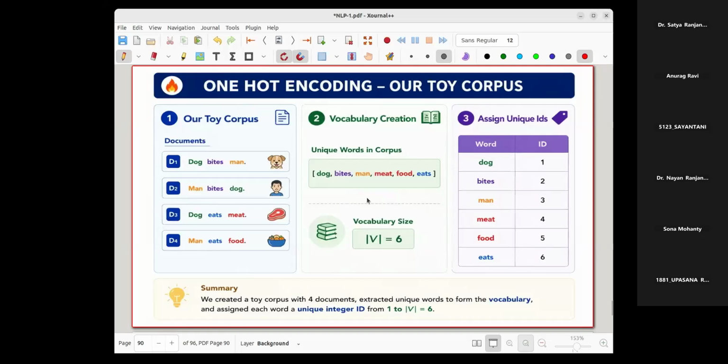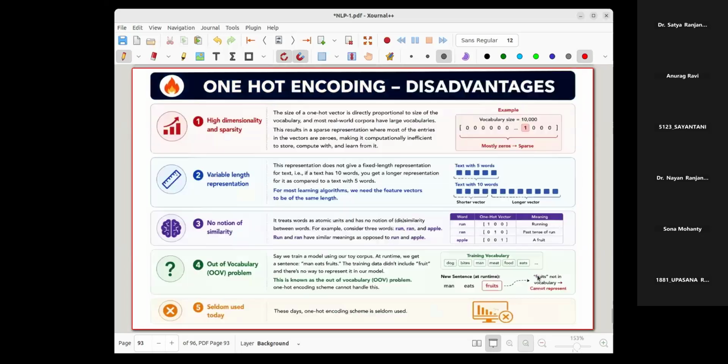Now if you get a new sentence, let's say "man eats apple." Man is there, so I can get its representation. Eats is there, so I can get its representation. But apple is not there in the vocabulary. As it is not there and you cannot find its id, we cannot convert it into a numerical representation in this one hot method. So it is called out of vocabulary. If you get such a word, there is no way you can represent that word in one hot encoding.